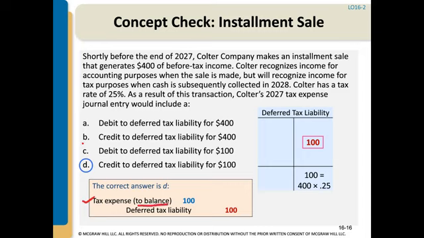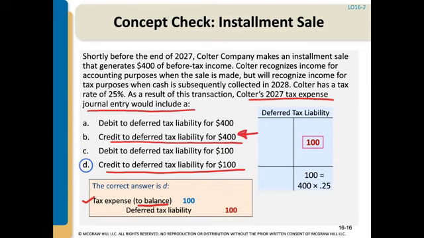So in this situation, Coulter's 2027 tax expense journal entry would include what? It would include a credit to deferred tax liability of $100. It could have also asked you what the entry was to income tax expense. Again, look at these choices, look at choice B, a credit to deferred tax liability for $400. This is very tricky. You always have to remember to tax affect your numbers when we're talking about income tax accounting.